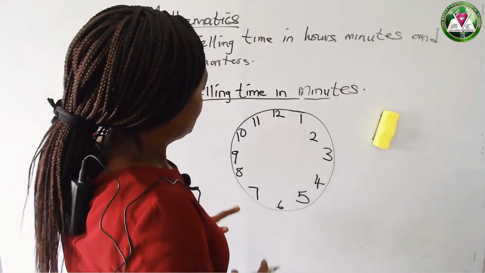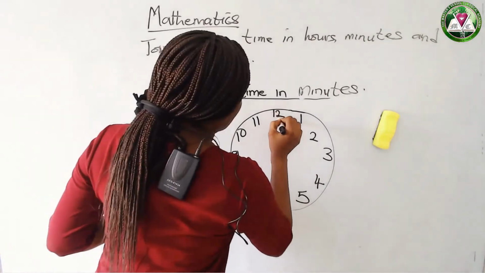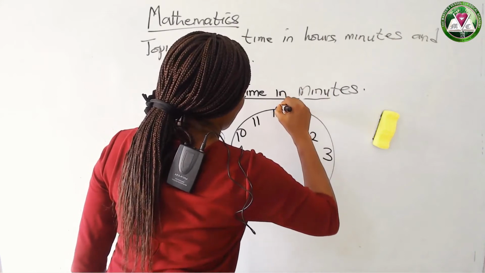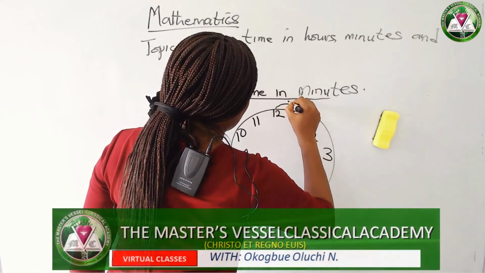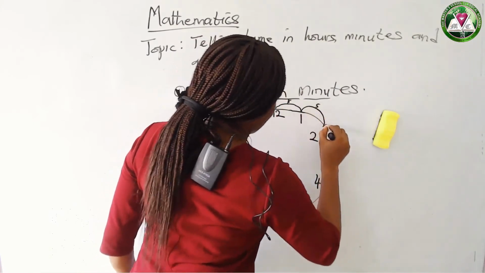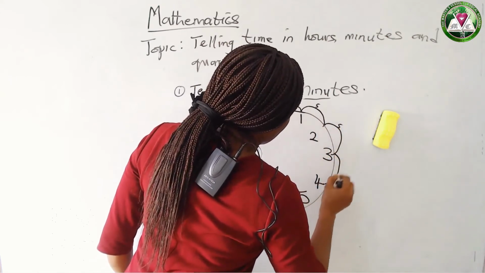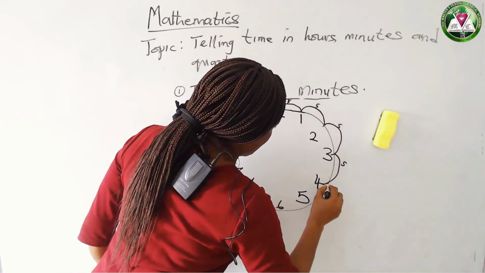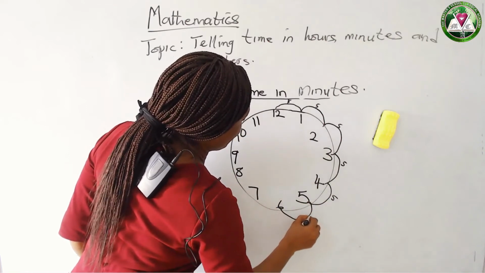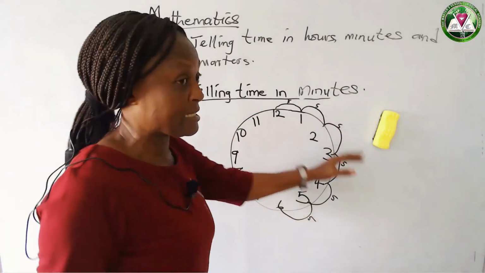We can see that the clock is divided into two parts. From 12, from here to here, 5 minutes. From here to here, another 5 minutes. Another 5 minutes. Another 5 minutes. Another 5 minutes. Another 5 minutes. So if you count from here to here, it is 30 minutes.